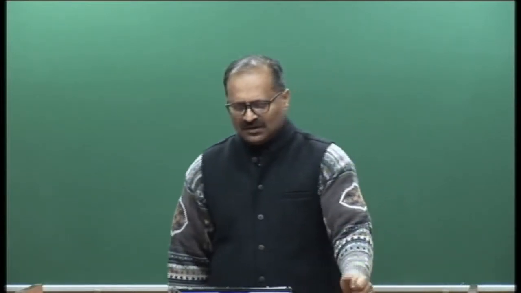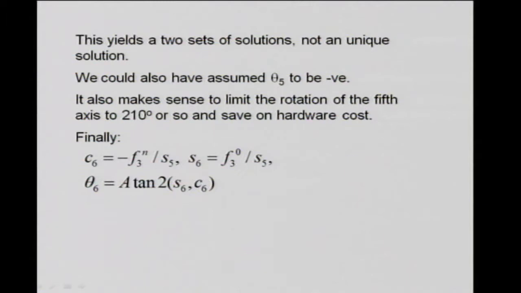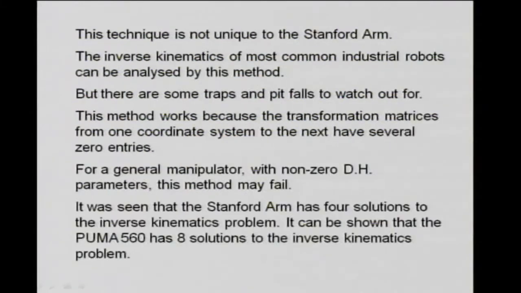So if you have done this, finally you will end up with the last axis, which is actually quite easy because you can just go back and see that for C6 you have an expression like this, and for S6 you have an expression like this. So theta 6 then becomes atan2(S6, C6), okay. Now this technique is not unique to the Stanford arm, you can use it for most commercial manipulators.